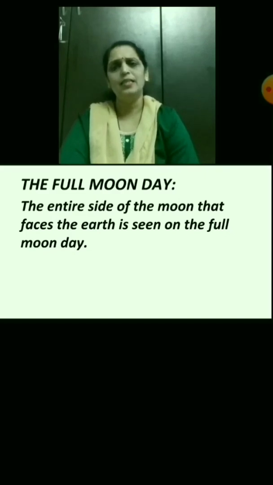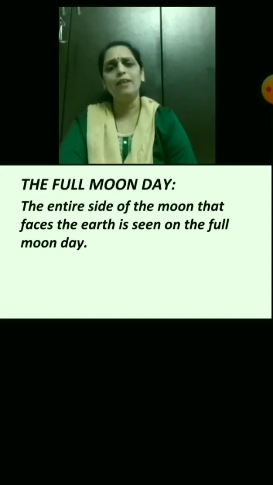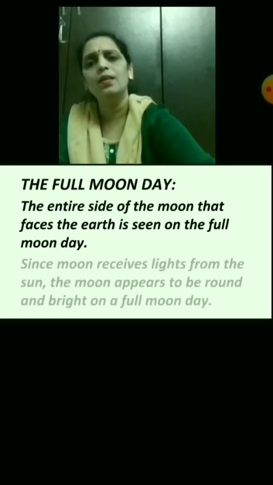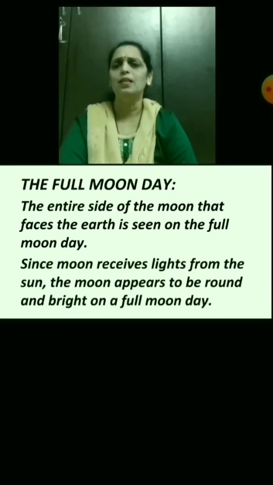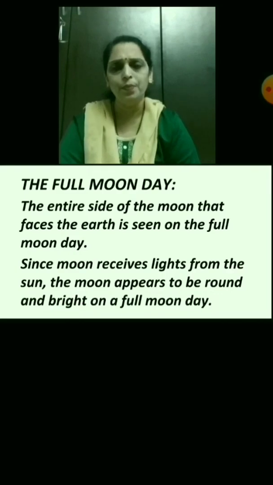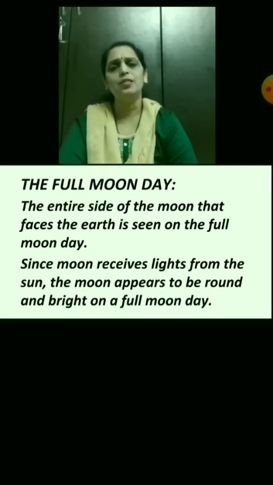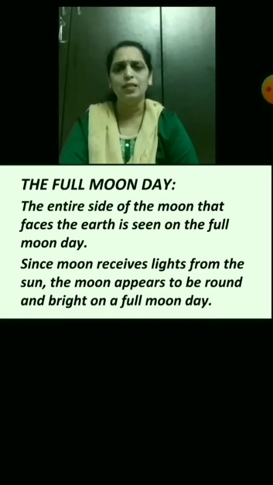Students, the entire side of the moon that faces the earth is seen on the full moon day. Since the moon receives light from the sun, the moon appears to be round and bright on the full moon day. This means the moon receives light, because of which we can see the bright side of the full moon, and that is known as full moon day.